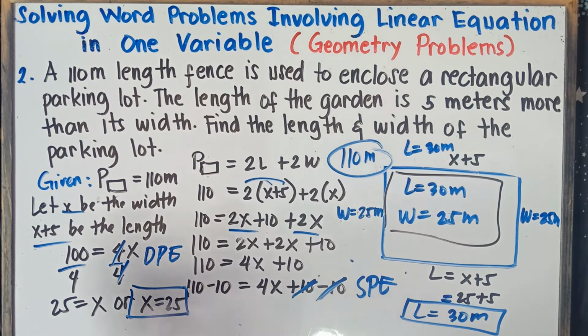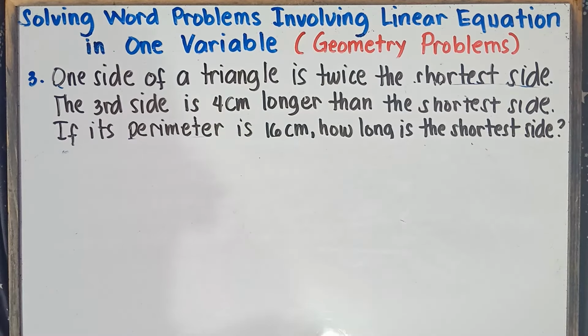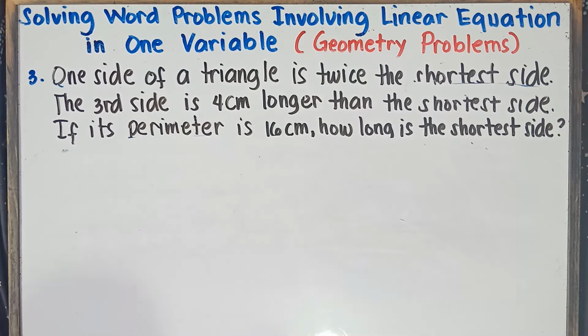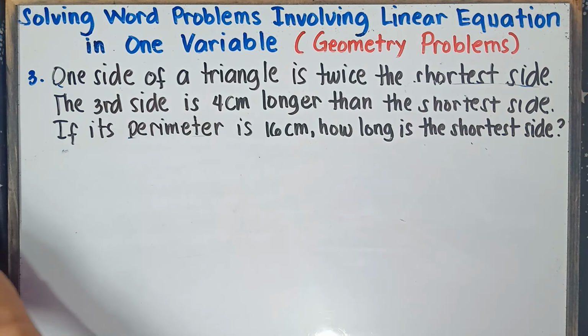Alright, let's have our last example, class. Example number 3. Alright, so we're down to the last example, class. Example number 3. One side of a triangle is twice the shortest side. The third side is 4 cm longer than the shortest side. If its perimeter is 16 centimeters, how long is the shortest side? Alright, let's do that.